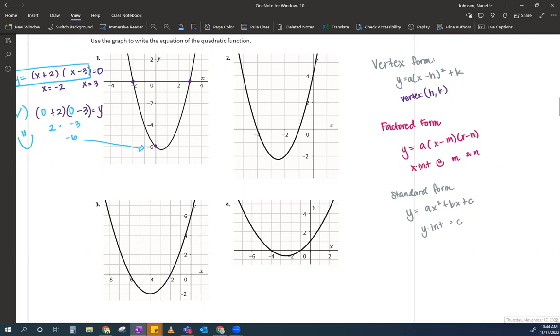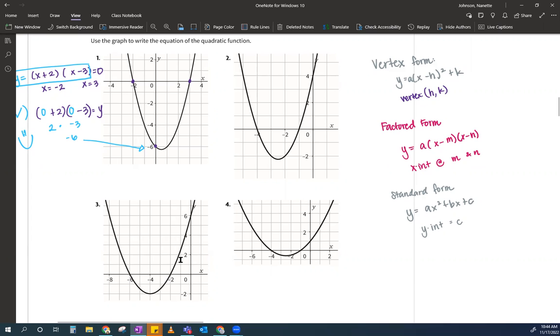Does that make sense? So let's look at this one here. See how I can't tell what the vertex is? I wouldn't use vertex form here. The vertex is the lowest point or the highest point, but I can't tell exactly what it is here. I'd just be guessing, and I don't want to guess because they want an exact equation. So for this one, I'd probably use factored form. Actually, my preference is to use factored form first, and then the rest, just because it looks a little bit nicer.